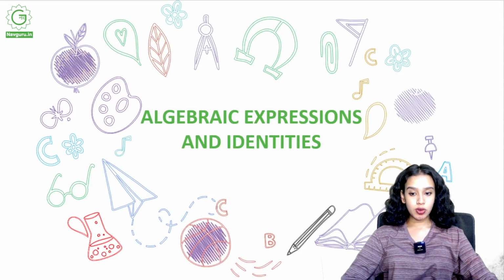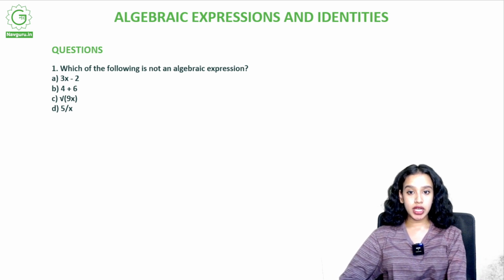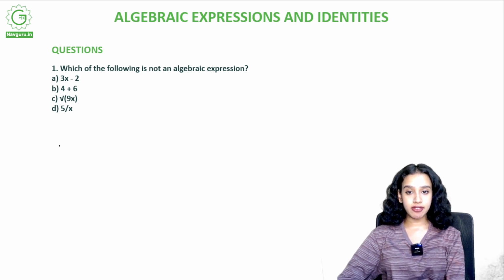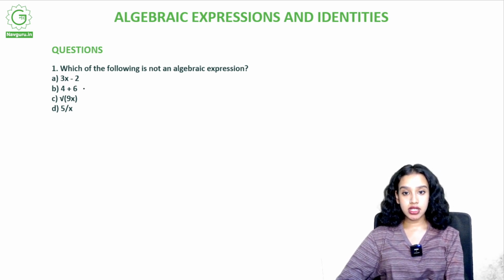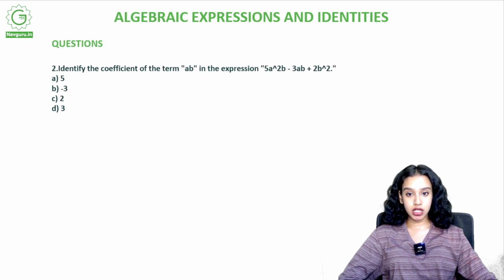Let's solve a few questions from the chapter Algebraic Expressions and Identities. So let's move on to the first question. Which of the following is not an algebraic expression? We have 3x minus 2, 4 plus 6, root of 9x and 5 by x. It's very obvious that 4 plus 6 is not an algebraic expression as it doesn't have any variables. All the other expressions have a variable, whereas 4 plus 6 doesn't. So that is not an algebraic expression.